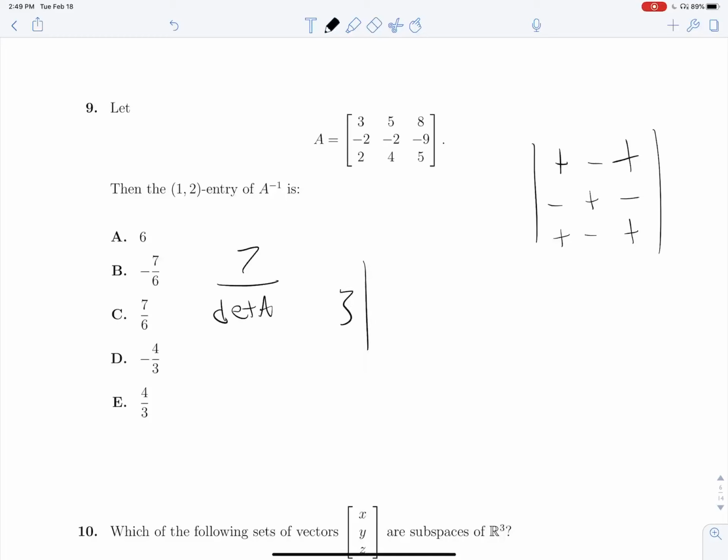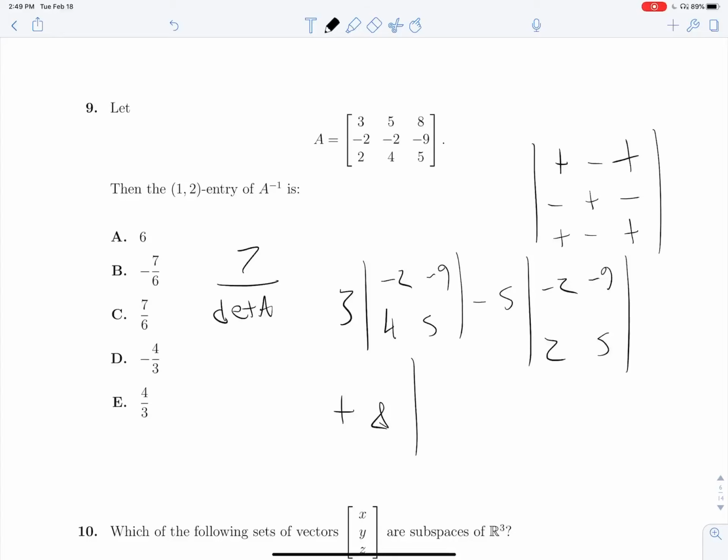3 times the determinant of -2, 5, 4, -9, minus 5 multiplied by the determinant of -2, 5, 2, -9. And then to that we're adding 8 times the determinant of -2, -2, 2, 4. Ooh, sounds like someone's moving furniture.